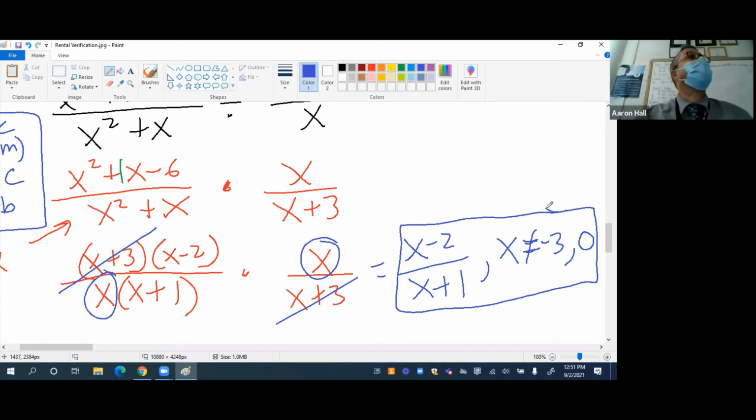Questions? Yes, sir. It can't be -3 because if this x right here is -3, then I have -3 plus 3, which is 0. And why can't you have 0 in the denominator? It's undefined. Yeah, it's undefined.